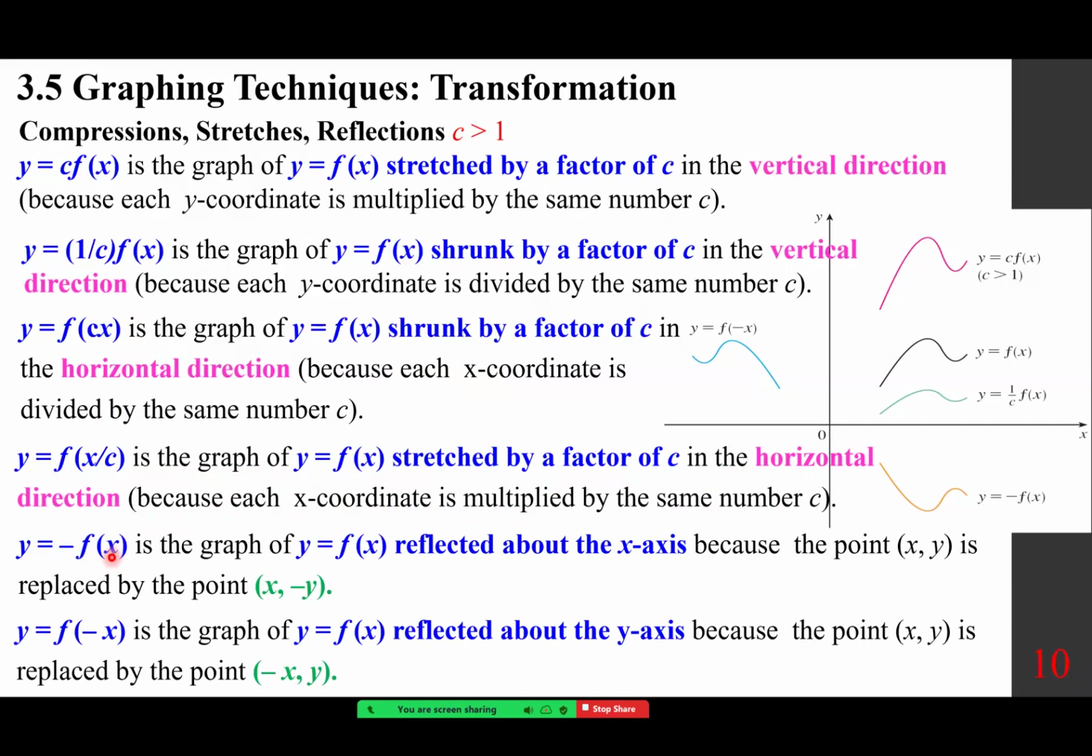Y equals minus f of x is the graph of y equals f of x reflected about the x-axis, because the point x comma y is replaced by the point x comma minus y. Y equals f of minus x is the graph of y equals f of x reflected about the y-axis, because the point x comma y is replaced by the point minus x comma y.